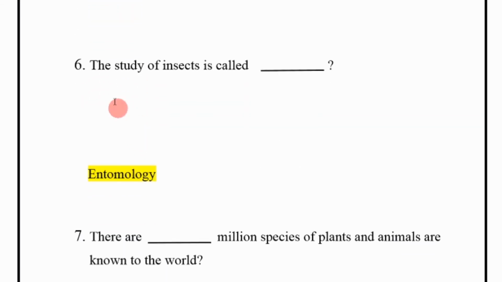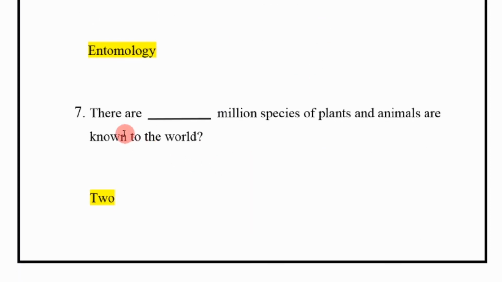Next, the study of insects is called entomology. Next, there are how many million species of plants and animals known to the world? 2 million species.